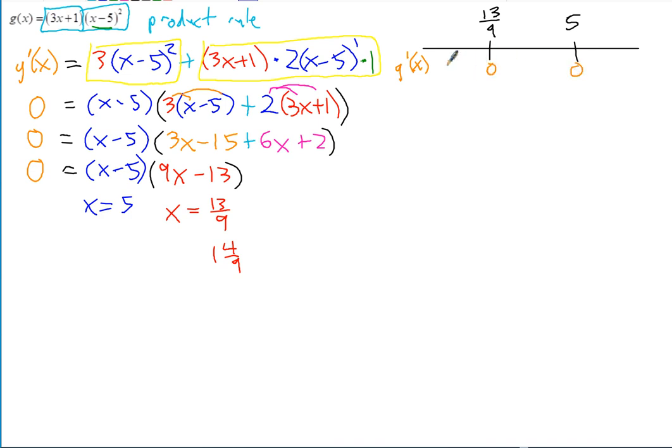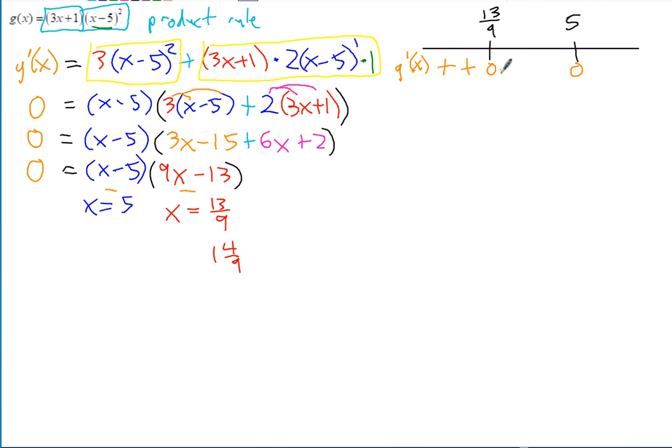And here we could test something less than 13 over 9. You could test 1, or you could test 0, which is probably easier. So if you test 0, and the factored form again is the easiest form to test in as opposed to one of these other forms to see if it's positive or negative. 0 minus 5 is negative. 0 times 9 is 0, minus 13 is negative. Negative times a negative is positive.